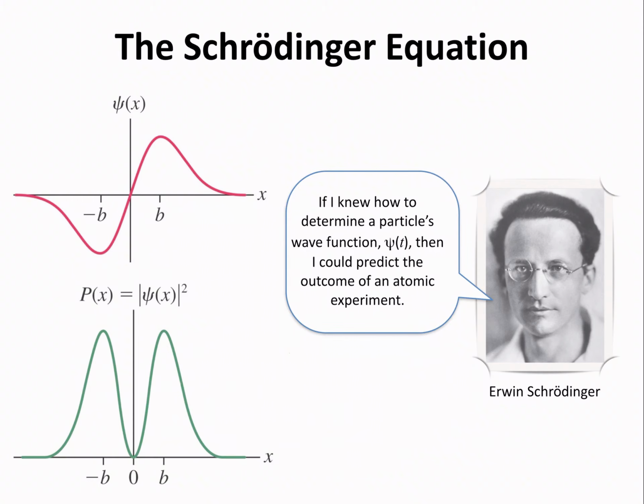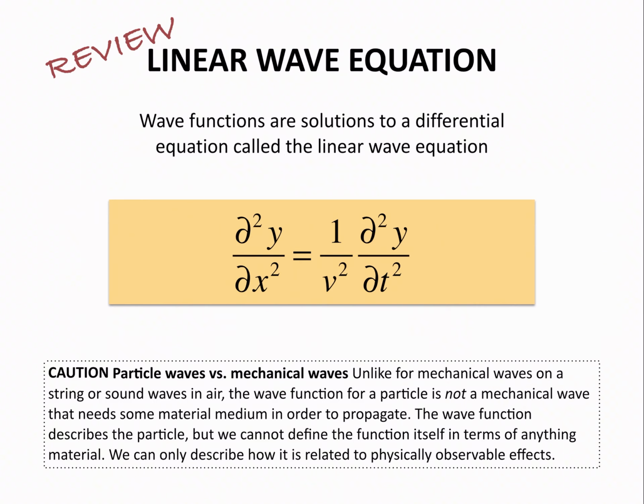And so if you know how to determine a particle's wave function, Schrodinger figured you could predict outcomes of experiments the same way we do in classical physics. So, we know the wave function gives us the probability that a particle will be in a particular place, but we don't necessarily always know how to determine the precise location. So this brings us back to this differential equation stuff that we did all the way back when we talked about waves at the beginning of the semester.